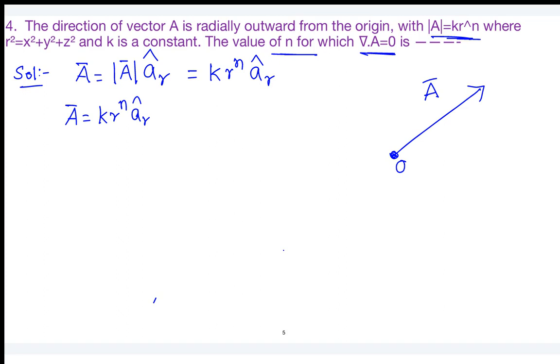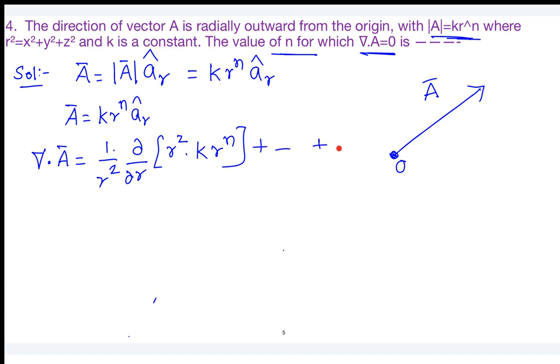Since this is spherical, you write down the equation for divergence in the spherical case. Just now we have seen that in spherical, the divergence is 1 by r square dou by dou r of r square into A r. The coefficient of a R will be k into r power n here, and forget about the theta part and phi part because it doesn't have any theta and phi terms. It is given that the divergence is 0. So what you will get: 1 by r square, k I can take as a constant, and dou by dou r of r power n plus 2 must be equal to 0.